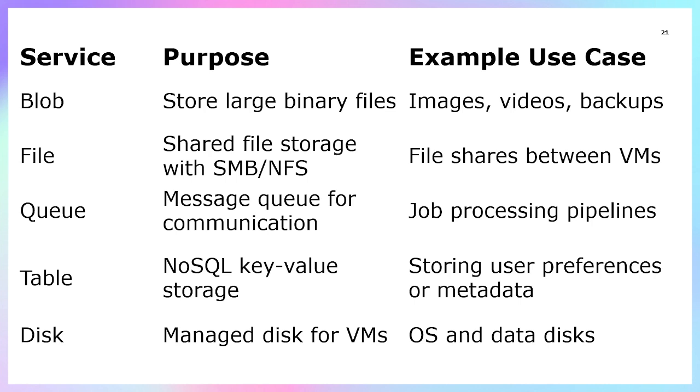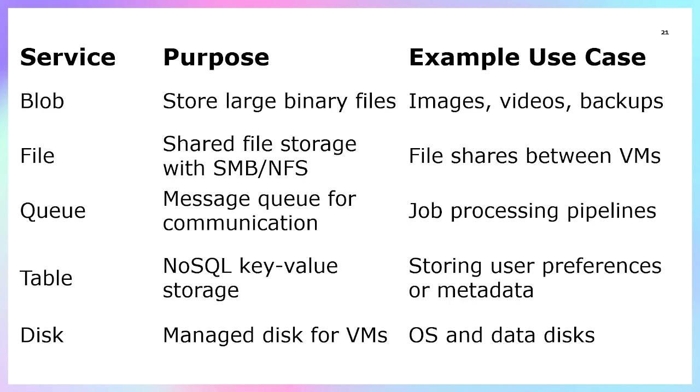Here you can see the service, purpose, and example use cases. Blob storage stores large binary files, for example images, videos, and backups. Whereas file storage is used to share files with SMB and NFS, here we are talking about file share between VMs. For example, as I told you, a configuration file we want to store, then we use file storage. Queue storage is the message queue for communication.